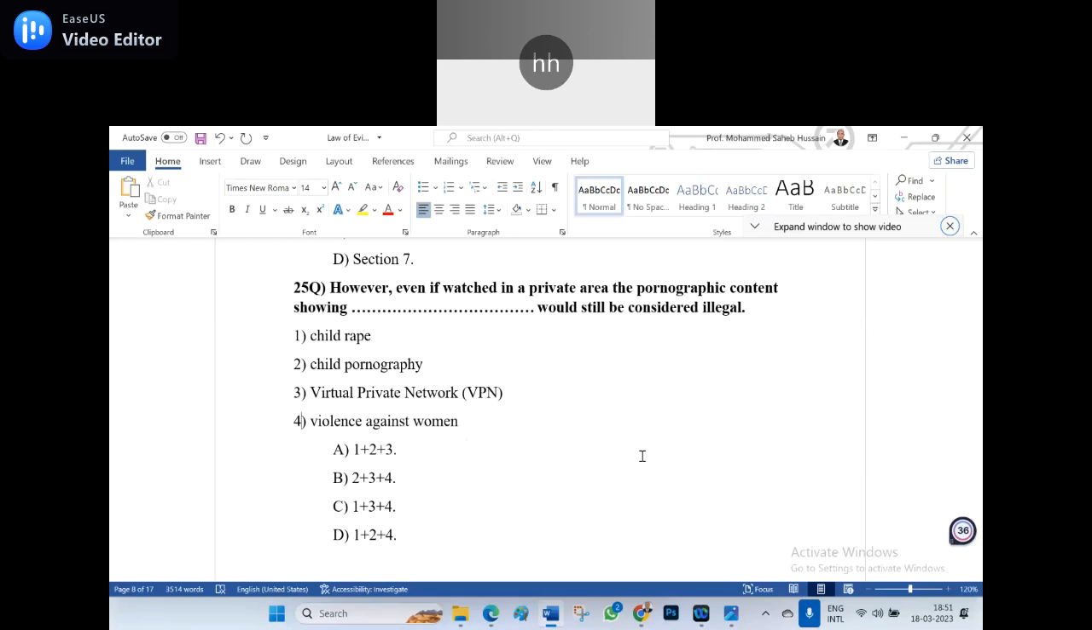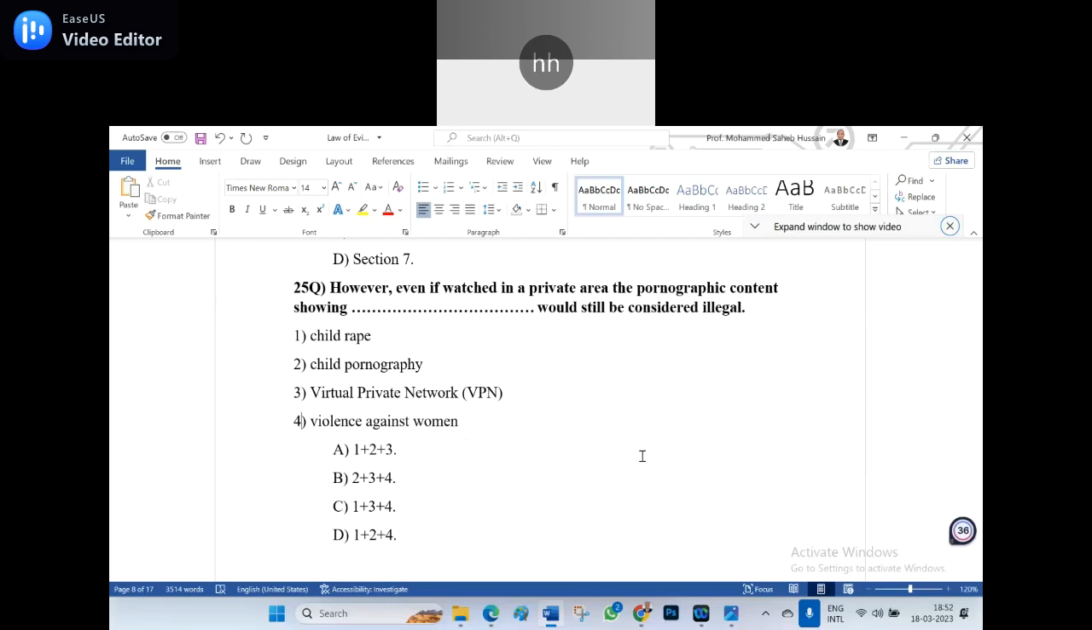Option D, sir, 1 plus 2 plus 4. Option A, 1 plus 2 plus 3? Wrong. Child rape is definitely considered illegal. Child pornography is definitely considered illegal. And violence against women will definitely be considered illegal. Virtual private network, VPN, of course, is a terminology regarding a system of taking and showing the network by following two models. That is the virtual private network. In some countries it is illegal, in some countries it is legal.